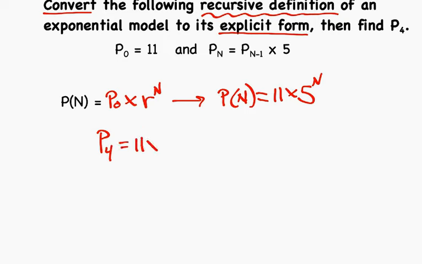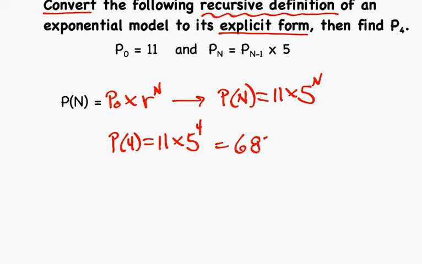that would be 11 times 5. P of 4 is equal to 11 times 5 to the 4th power. And that gives us 6,875.